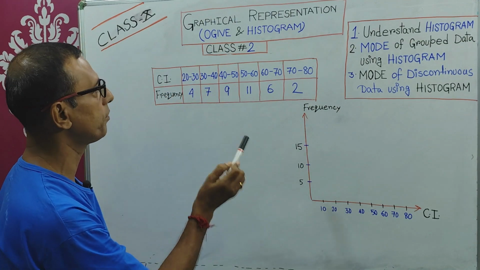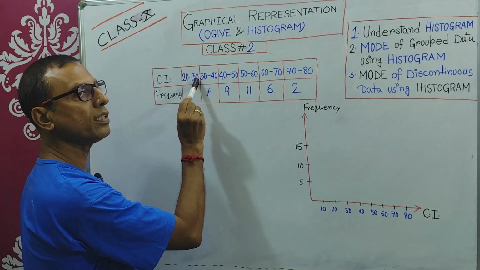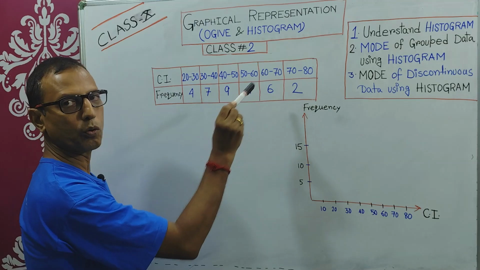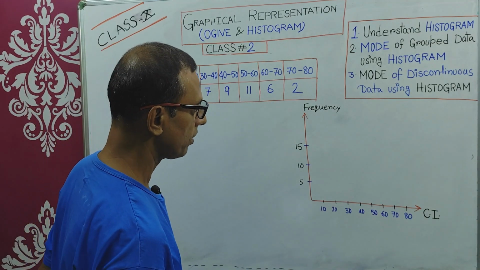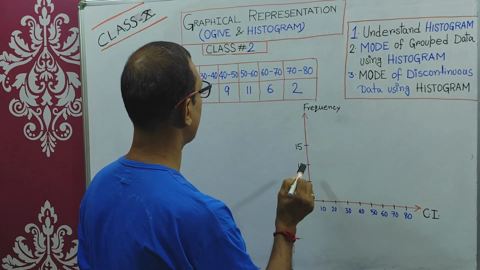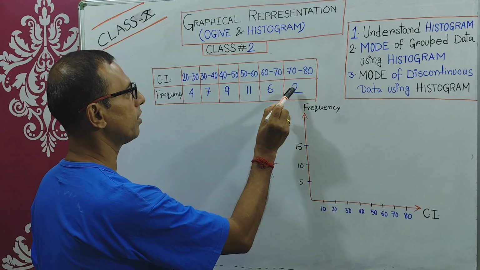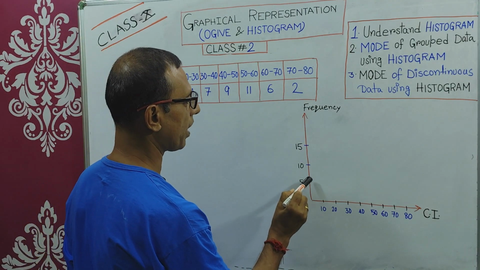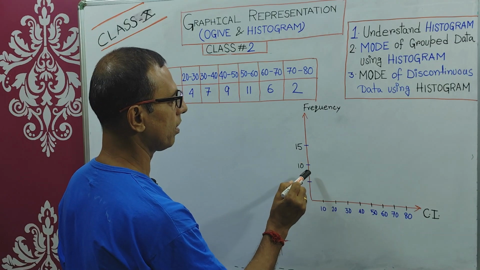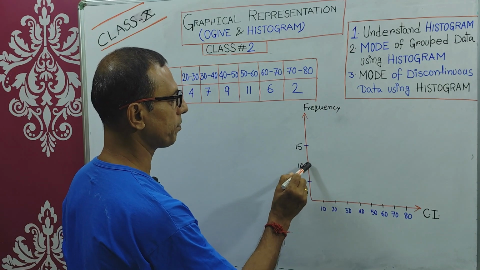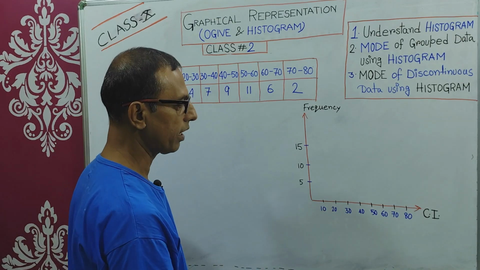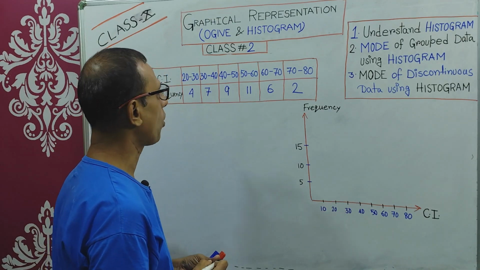And why is it continuous data? Because 20 to 30, then 30 to 40, then 40 to 50, there is no gap. It's continuous data. Along the y-axis, the lowest frequency is 2 and the highest frequency is 11, so I have assumed 5, 10, 15, where each interval is 5. Along the x-axis each interval is 10. Now I will plot the data.